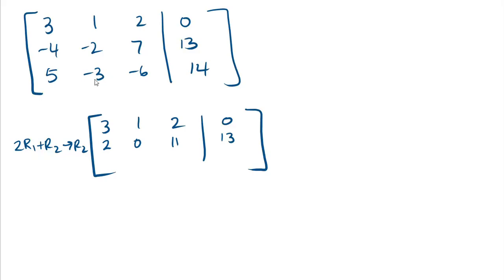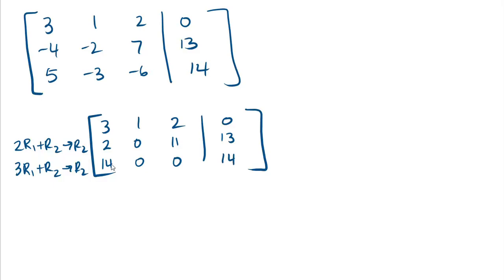How are we going to make this a 0? Well, we'll multiply row 1 by 3. 3 times row 1 plus row 2. Put that into row 2. 3 times 3 is 9, plus 5 is 14. 3 times 1 is 3, plus negative 3 is 0. That was the point. 3 times 2 is 6, plus negative 6 is 0. We got a bonus 0 for free here. And 3 times 0 plus 14 is 14.